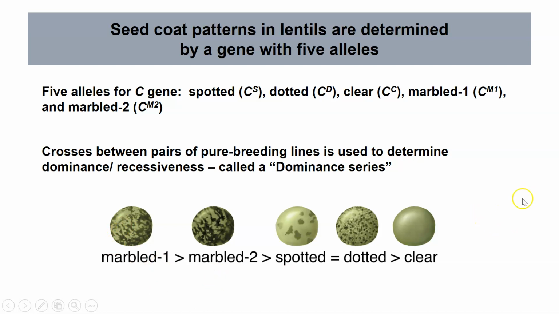Okay, so there are 5 different alleles. And if you make heterozygotes for all combinations of these alleles, then you can define what's called a dominant series.